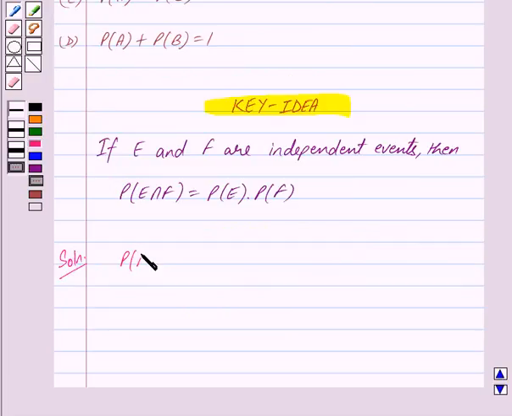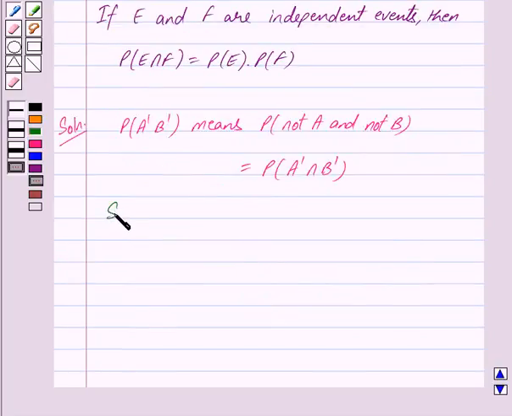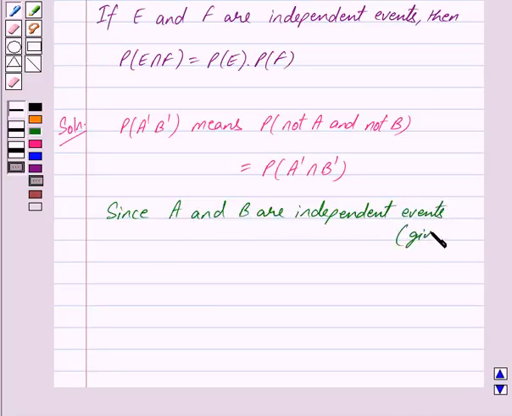Now, probability of A complement into B complement means probability of not A and not B. And this is equal to probability of A complement intersection B complement. Now, since A and B are independent events, this is given to us. So we have A complement and B complement are also independent.